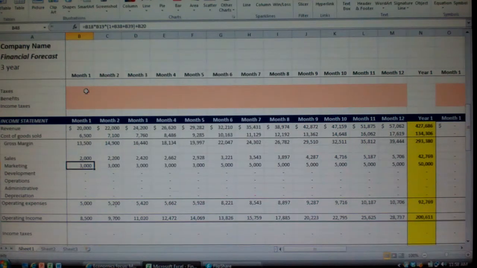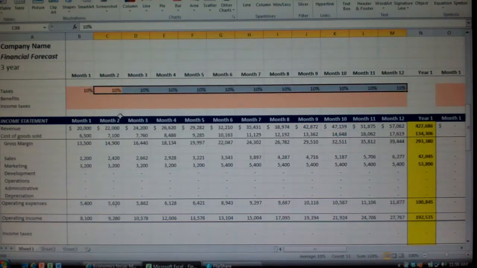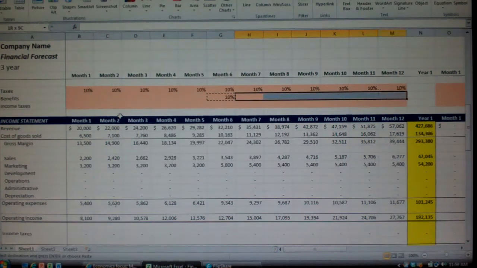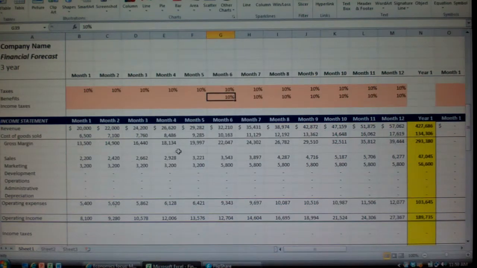Well, those marketing people are employees, so I probably need to put in some taxes for them. You notice how that jumped from 3,000 to 3,200. So let's say I've got 10% in employment taxes, and I'll get them benefits at month 6. So you notice how the amounts change as I put things in there.